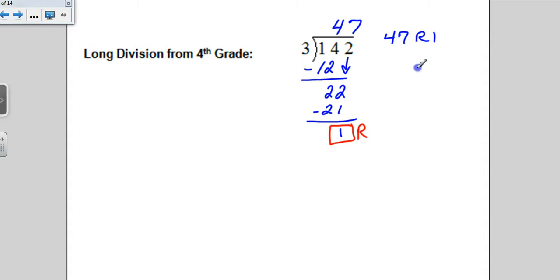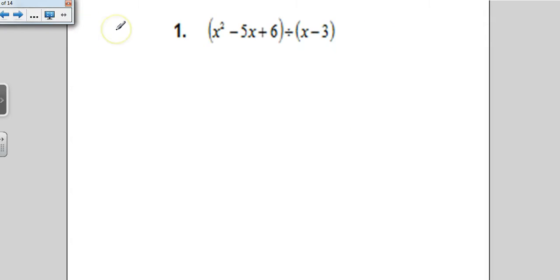So if you think about our steps, first we were supposed to divide, then we were supposed to multiply, then we were supposed to subtract, and then we brought down the next number, and then this cycle repeated until we ended up with a remainder. We're going to apply the same concept to polynomial division. So number 1 has x squared minus 5x plus 6 divided by x minus 3. So we're going to set this up just like a long division problem in 4th grade.